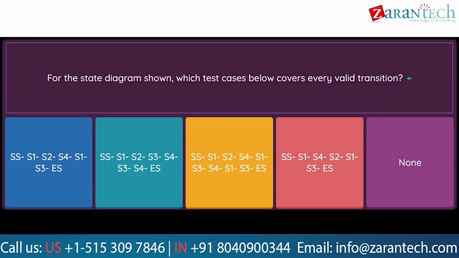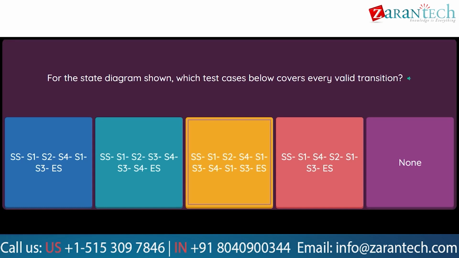Question: For the state diagram shown, which test cases below covers every valid transition? Option 1, SS S1, S2, S4, S1, S3, ES. Option 2, SS S1, S2, S3, S4, S3, S4, ES. Option 3, SS S1, S2, S4, S1, S3, S4, S1, S3, ES. Option 4, SS S1, S4, S2, S1, S3, ES. Option 5, none.